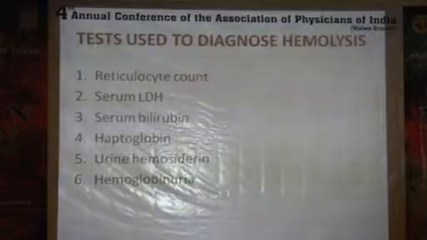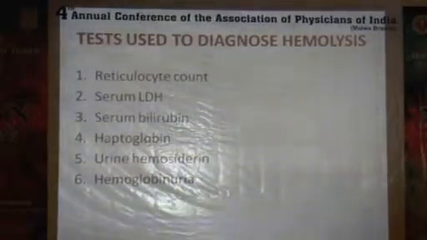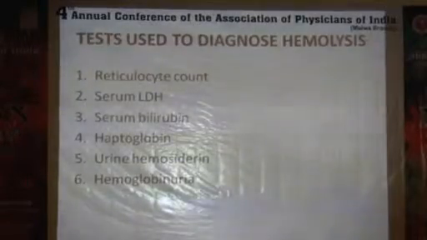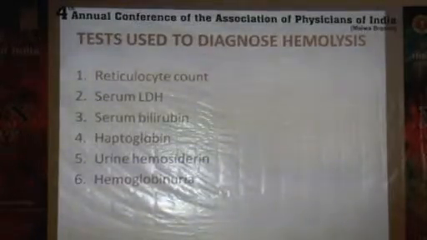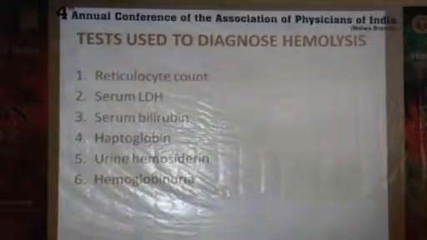These are some of the tests which we undertake to diagnose hemolytic anemia. Reticulocyte count, LDH is high, bilirubin I've told you is mildly raised, haptoglobin is low, hemosiderin appears in the urine, and hemoglobin also appears in the urine.